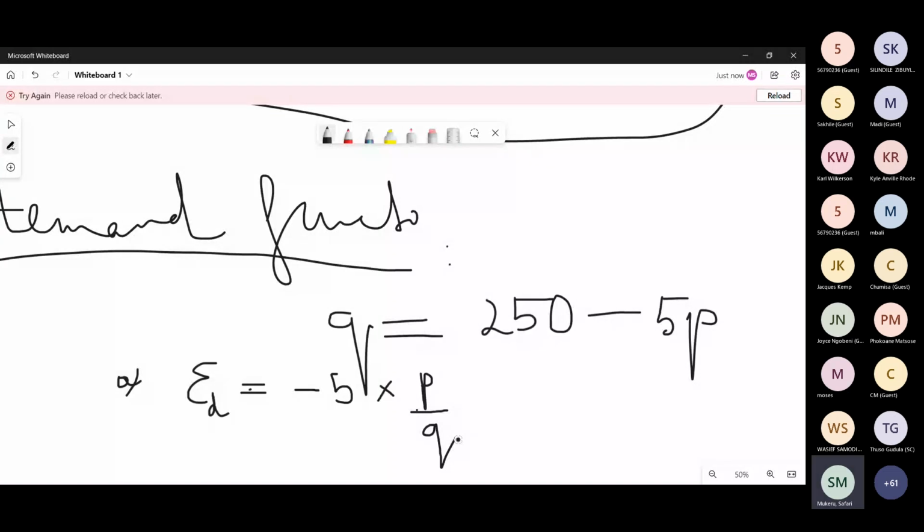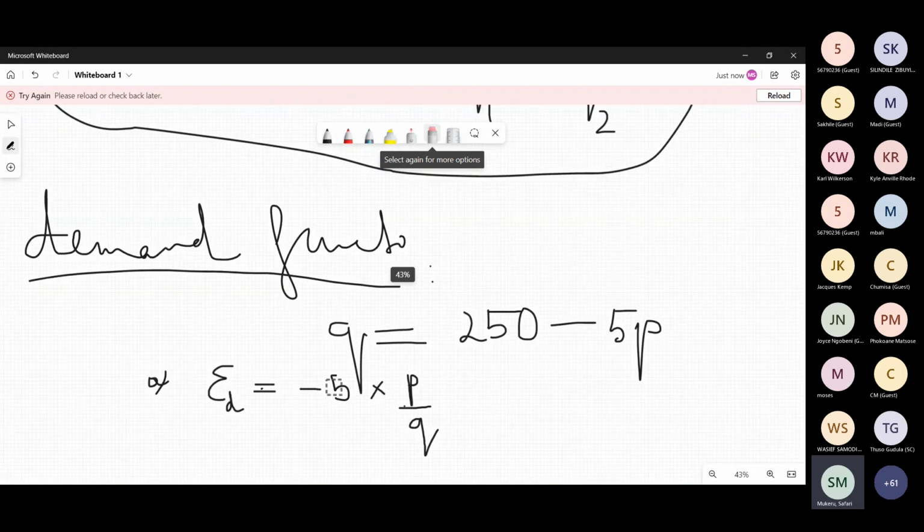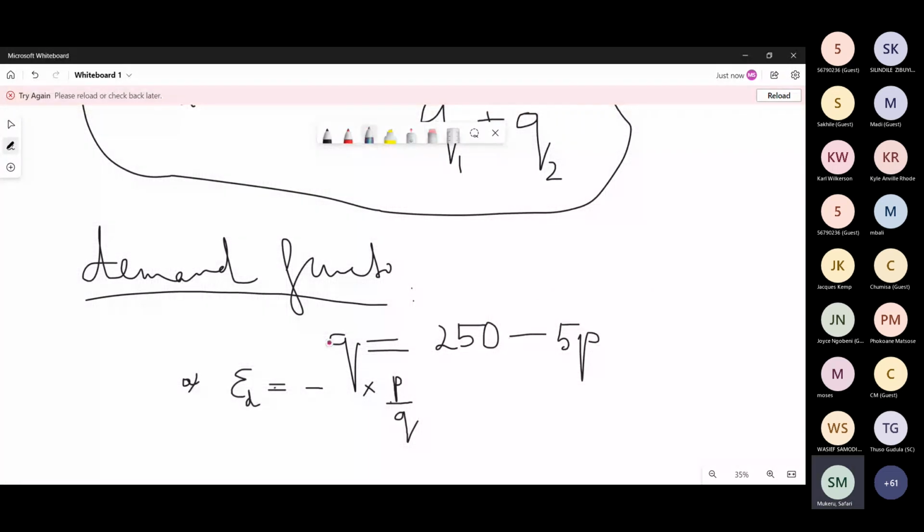You see the coefficient. Let me first go through and here take minus 5, right? Minus B, if you like. See the formula that we have. Now this B here, what is B here? B is the coefficient of P. Here B is 5. So here we have epsilon D simply given by minus 5, right? Multiplied by P, and we divide by Q.